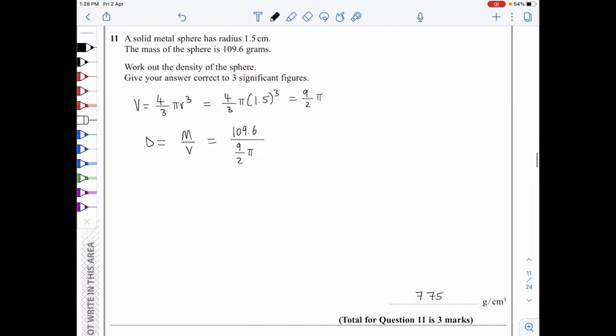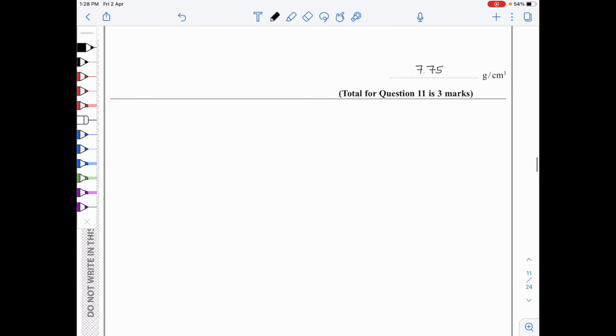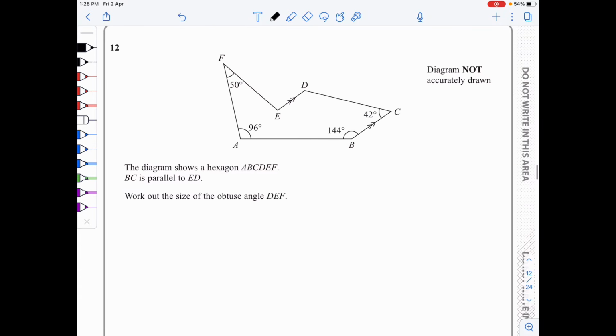And we're moving on to 12. We've got the diagram here showing a polygon. It's a hexagon. BC is parallel to ED. We need to work out the size of the obtuse angle DEF. Obtuse means more than 90. So we have to be careful here which angle we refer to. It's a hexagon, and we've also got the parallel lines.